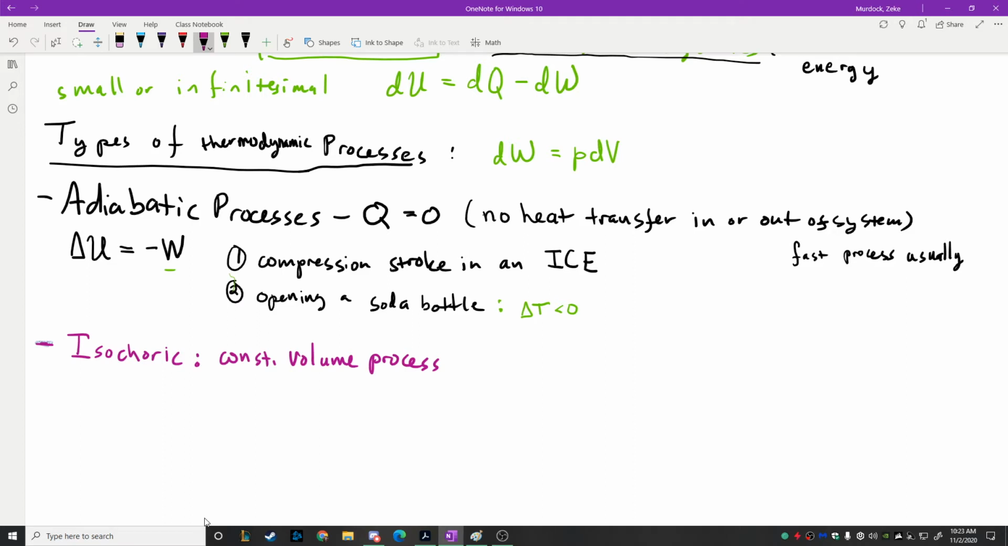So if it's a constant volume process, and again, we go back and we think about this equation right here, that the work, remember this is work on this side, says pressure times change in volume. If the volume is constant, then that must mean that the work done by the gas is 0. Or the work done on the gas is 0.